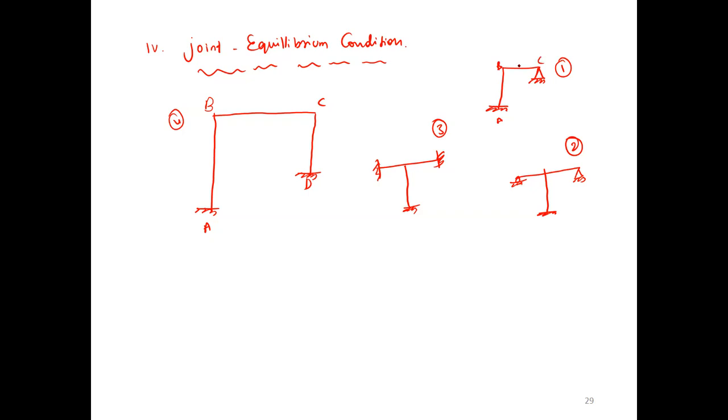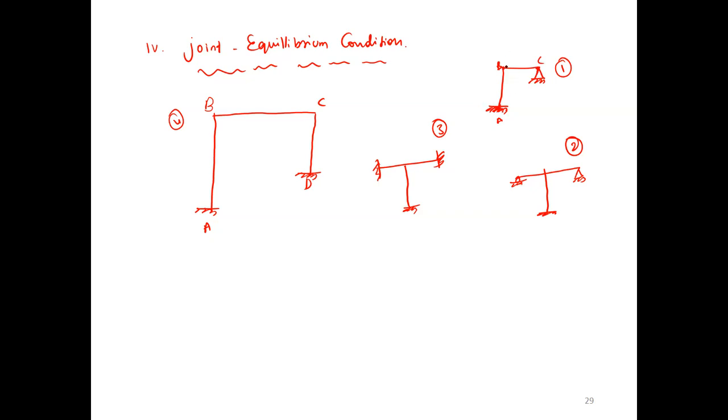Okay. First, how many joint equilibrium conditions here? 2, sir. How many joints are there? 3 joints. Out of 3, this one is fixed. At a fixed support, there is no joint equilibrium condition. Why? It will not allow it. A fixed joint is already in equilibrium.